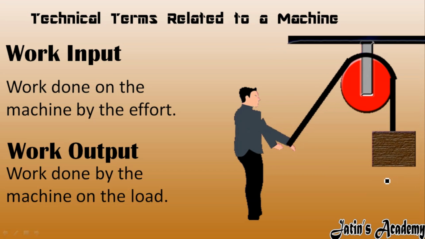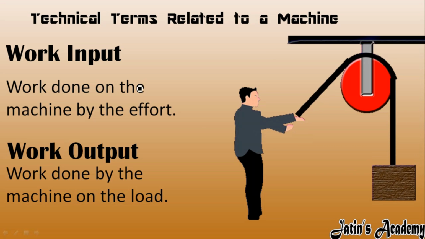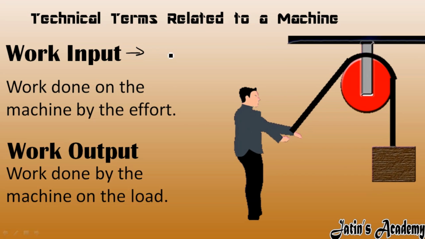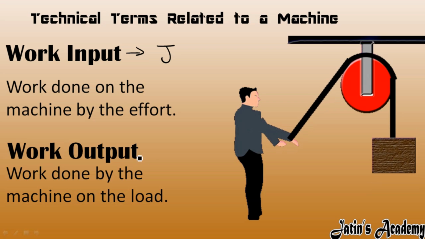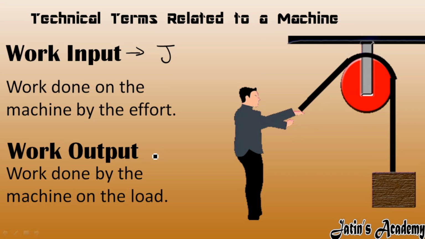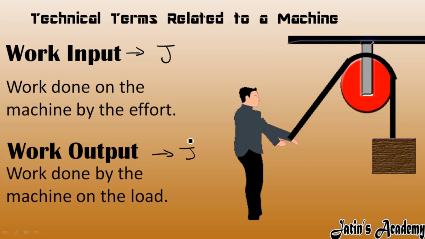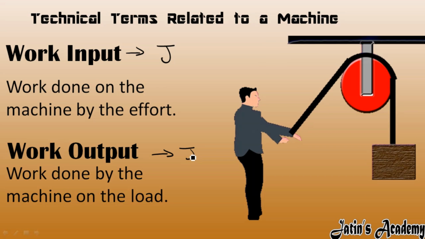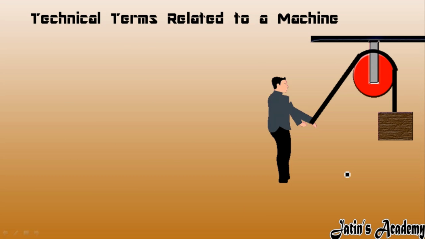Now let's talk about its SI unit. Work input is basically a work, so its SI unit is joule. Next we have work output. Work output is again a kind of work, so its SI unit is also joule. Clear? Next technical term we have is efficiency.